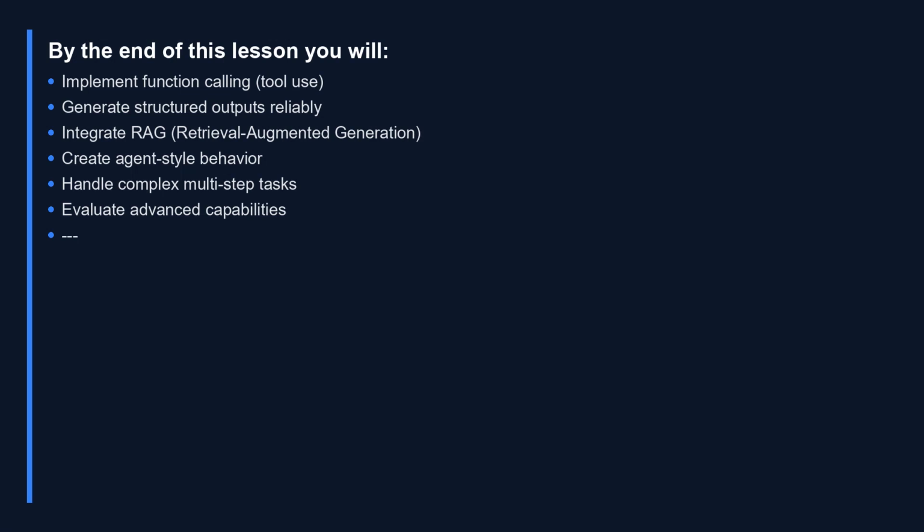By the end of this lesson, you'll know how to implement function calling so your model can invoke external tools, generate structured outputs reliably so downstream systems can parse the results, integrate RAG so your model can reason over private or recent data, and build agent-style behavior where the model plans, acts, observes, and adapts. These aren't isolated tricks. They compose together into genuinely powerful systems.